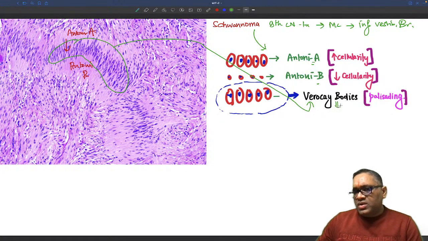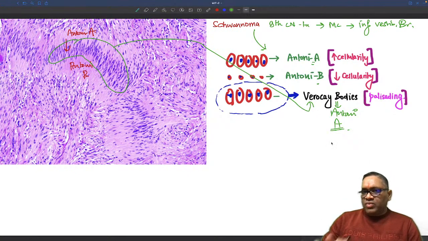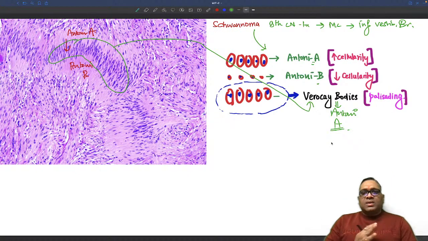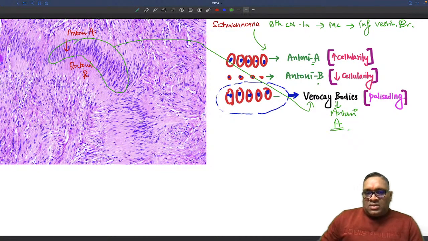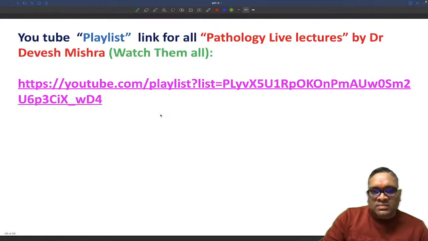So please remember, Verocay bodies are present in which area of the tumor? Antoni A area. So this is the schwannoma, right? That is the point you have to remember. In the eighth cranial nerve tumor, they also have palisading, which is called Verocay bodies, present in the Antoni A area, because Antoni B is already a hypocellular area, cellularity is not there, right?